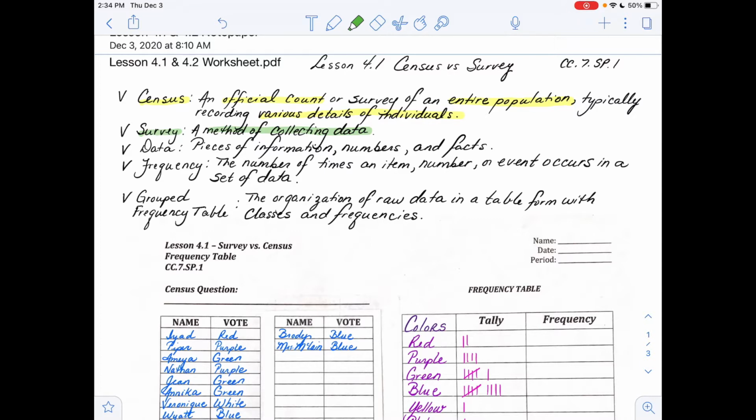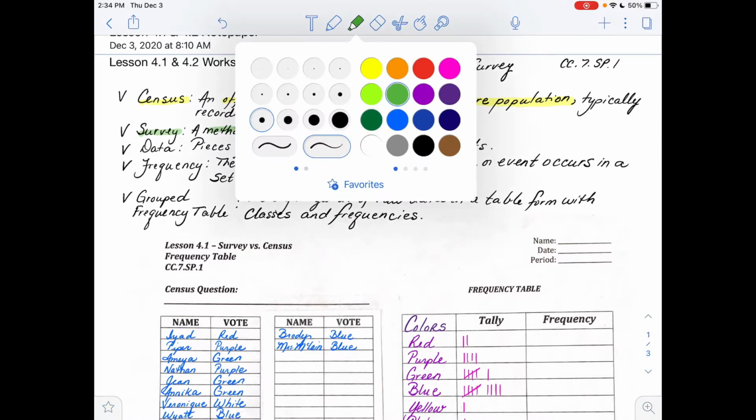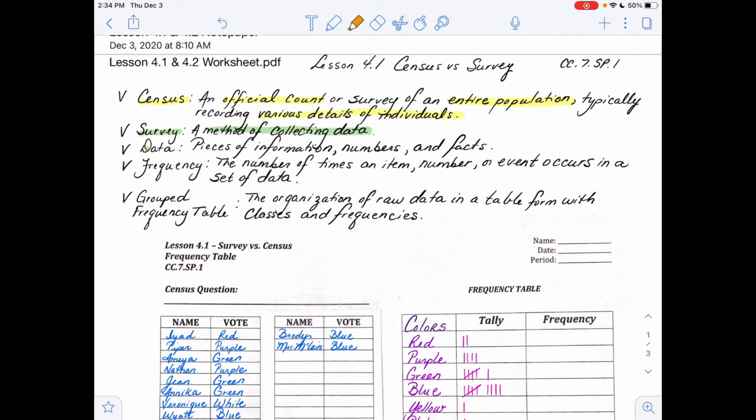Now, a survey, getting those results, can lead to a census or just a collection of data, which is our next vocabulary word, data. And the data is those pieces of information. They can be numbers, they can be facts, but those are the pieces of information that I'm trying to get from my survey to form my census.